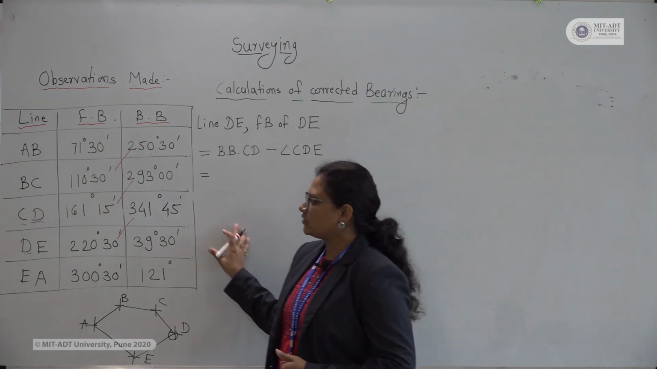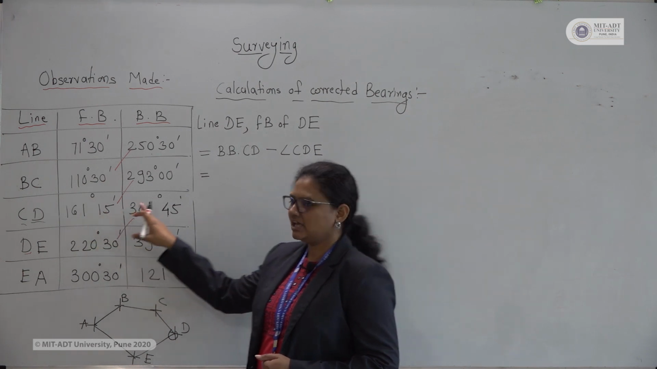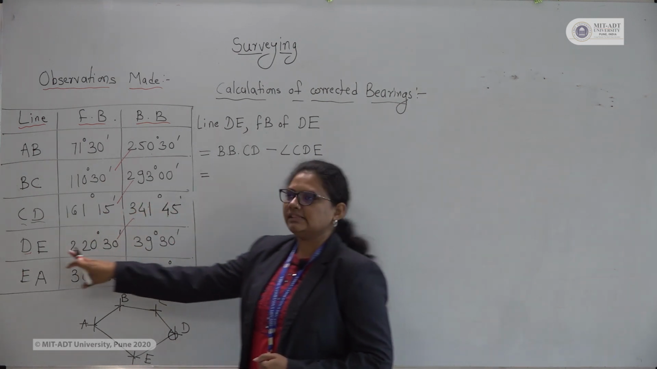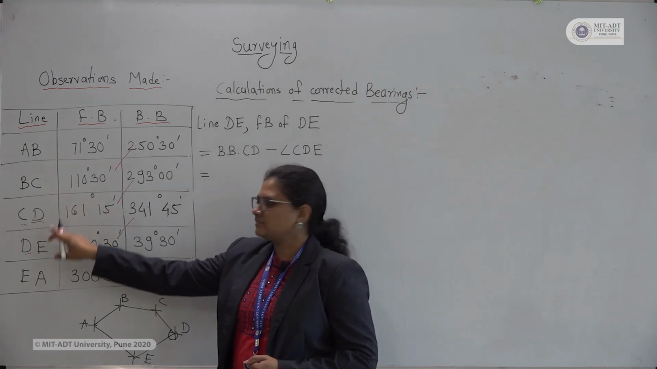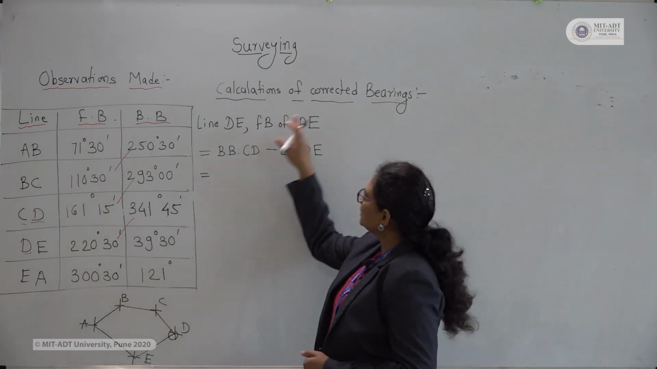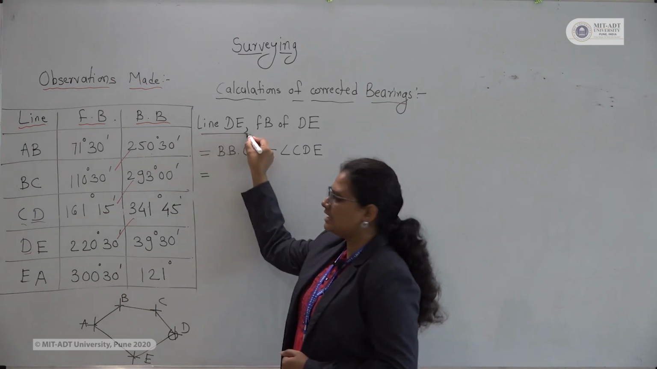Now we know that we have corrected the bearing of line CD, so the fore bearing of CD and back bearing of CD. So now we will start with line DE. You can start with line BC also, but we will start with line DE. So first I will write here calculation of corrected bearings. So our first line will be line DE.